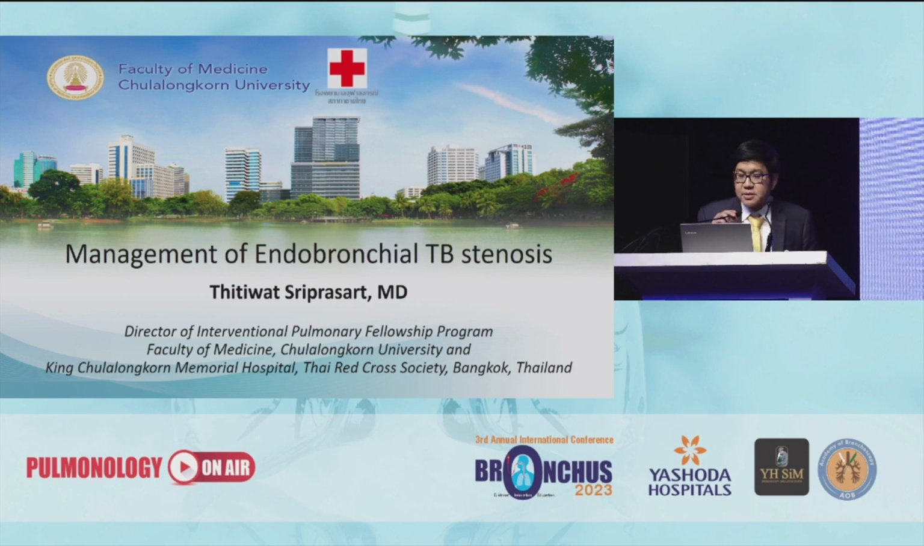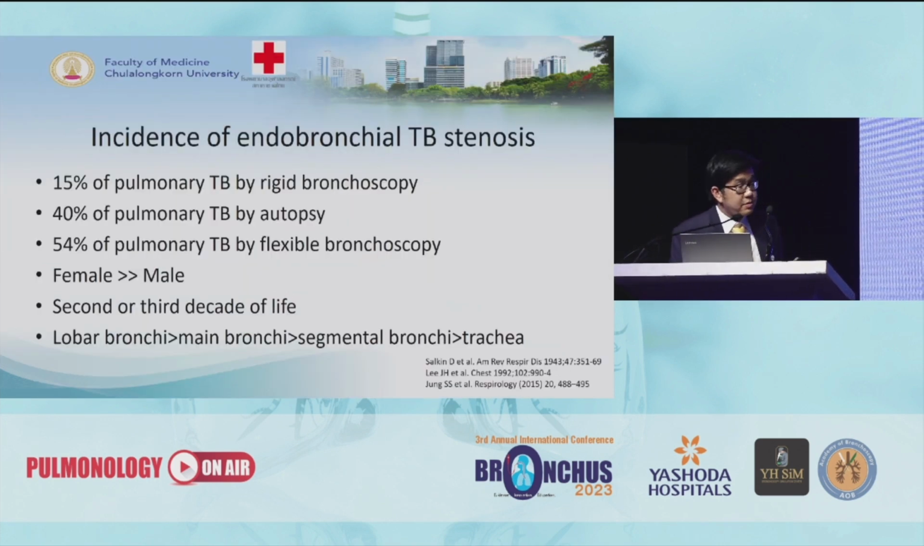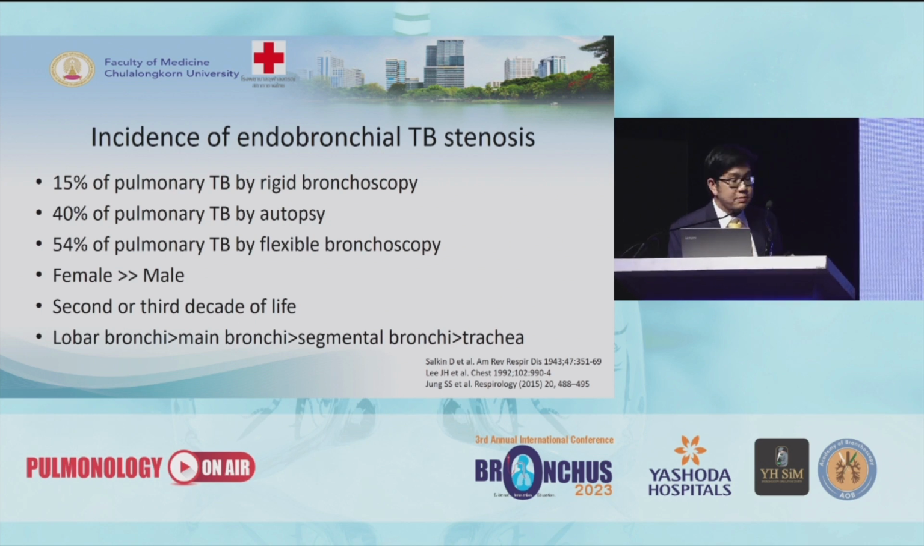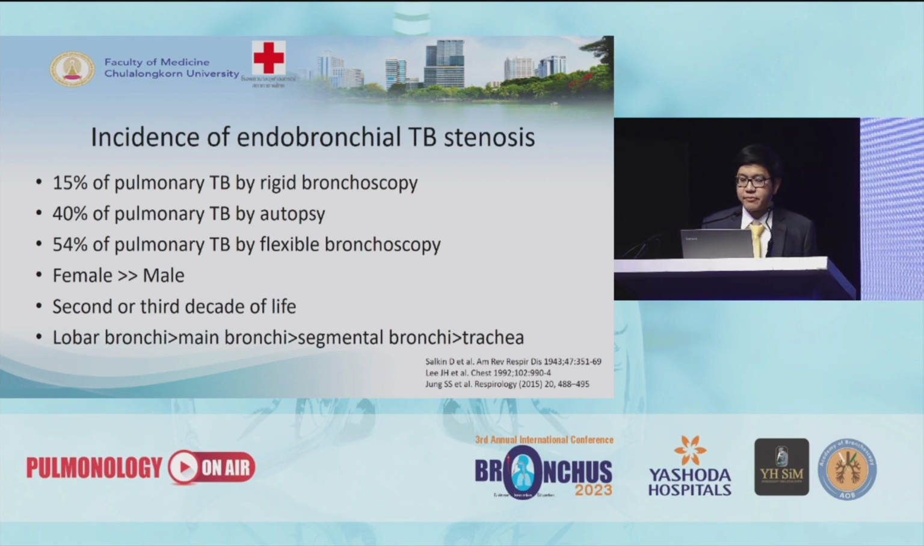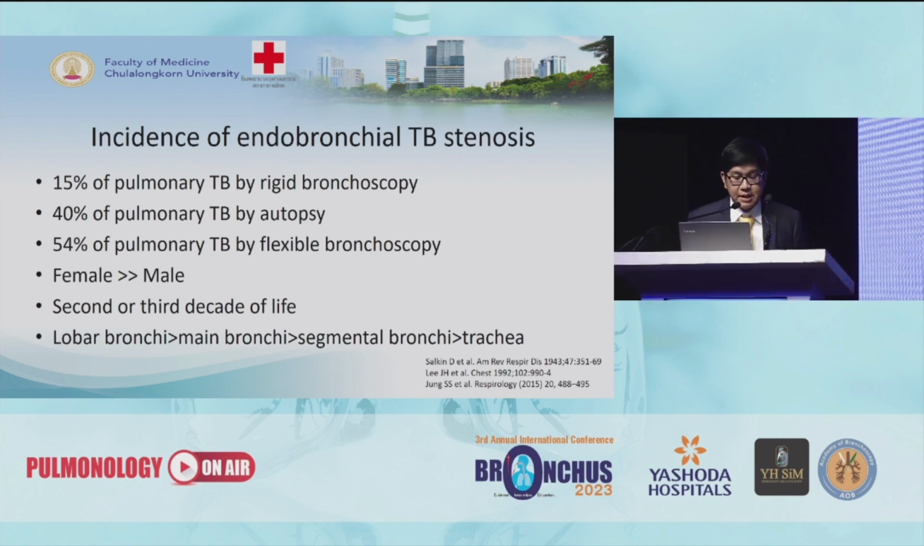And my topic today is the management of endobronchial TB stenosis. As you may all be aware, it is a common problem in patients in TB endemic areas, and it occurs in 15% by rigid bronchoscopy, 40% by autopsy, and 54% by flexible bronchoscopy. It occurs much more in females than males, and in the second to third decade of life.